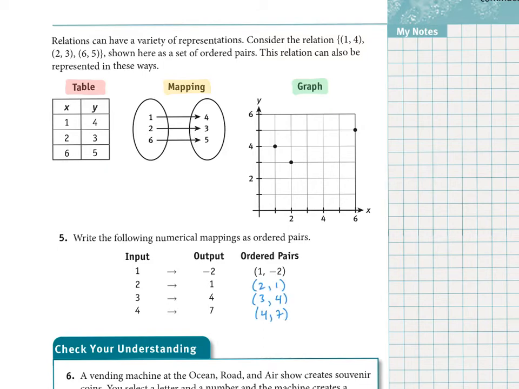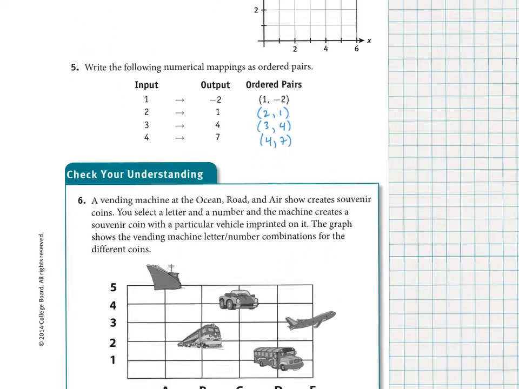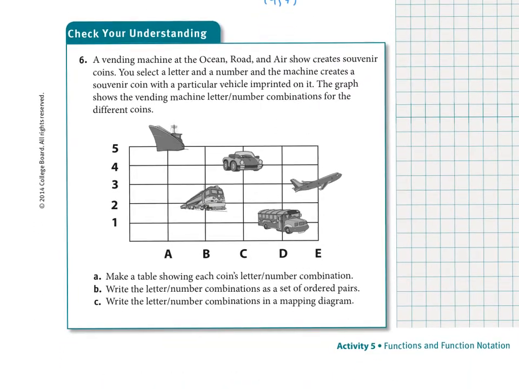All right, did you get them correct? Go ahead and check yours with mine. We should get (2, 1), (3, 4), and (4, 7). All right, let's keep going on. We're going to go ahead and look at number 6 right now.